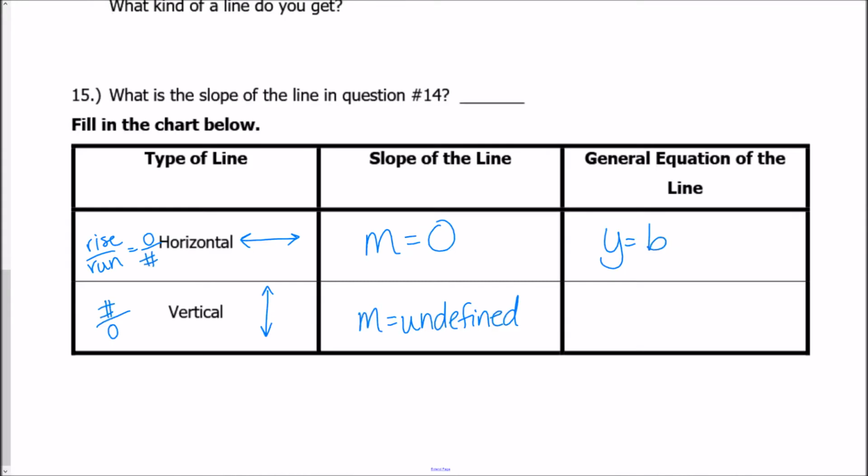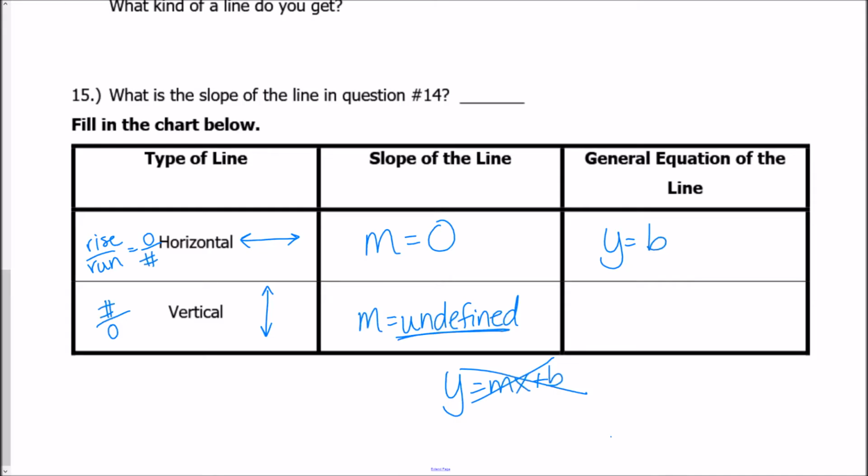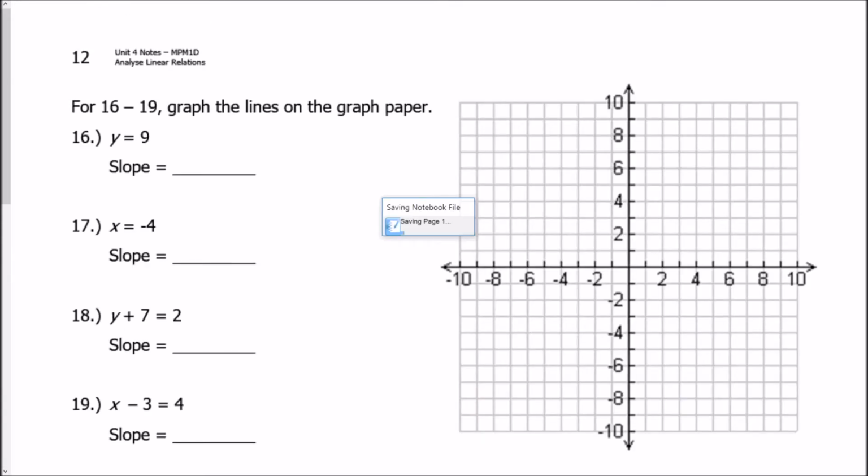Now I cannot use y equals mx plus b for my equation right here because the slope is undefined, so there is no m. And there is no y-intercept because it never crosses the y-axis. So right here, our equation is always going to be x equals a, where a is the x-intercept, just like b was the y-intercept up here. Okay? All right, so let's apply that information right here.